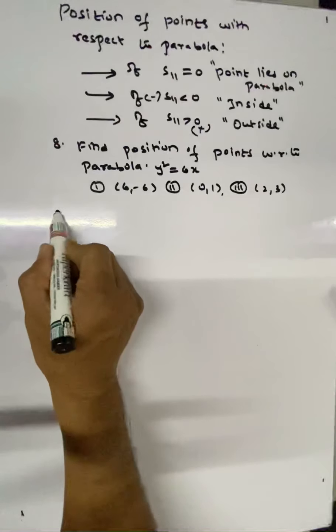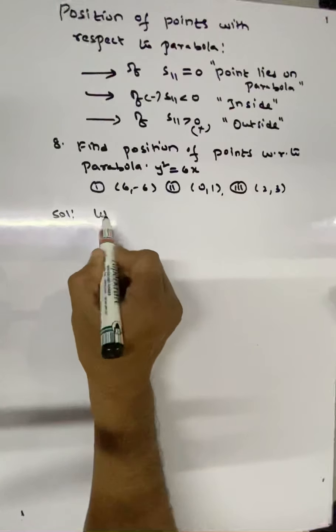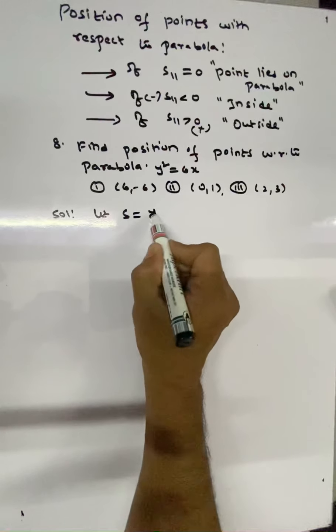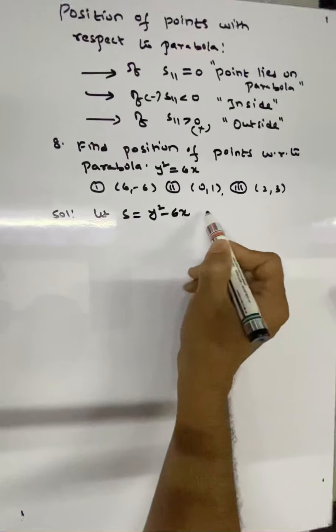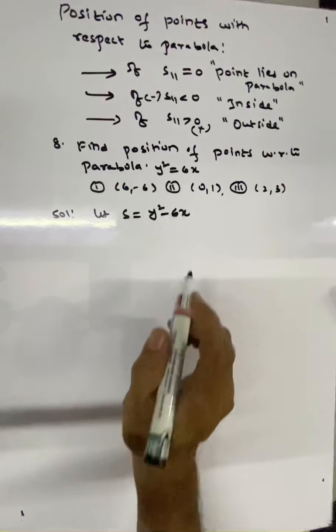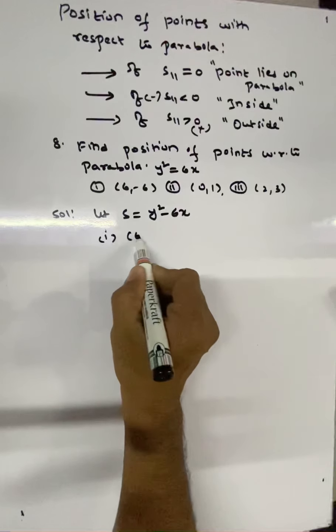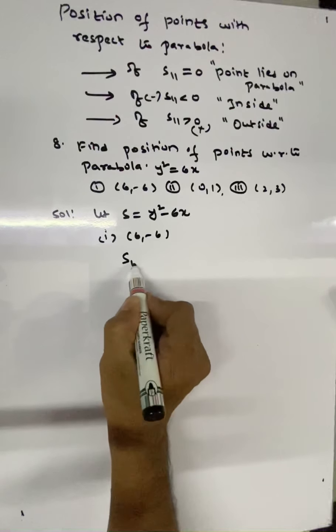Now what you have to do is, first consider S equals y square equals 6x. So take the term to the left side: y square minus 6x. Don't take it equal to 0, we just take the term to the left side. Now we consider the first point, 6 comma minus 6. You have to find S11.